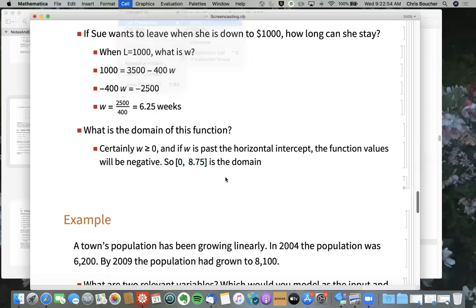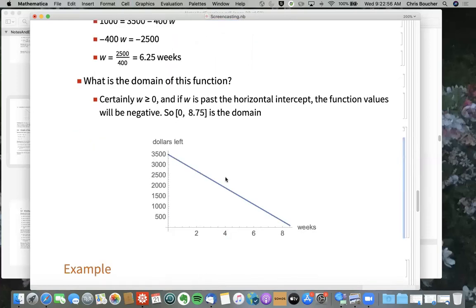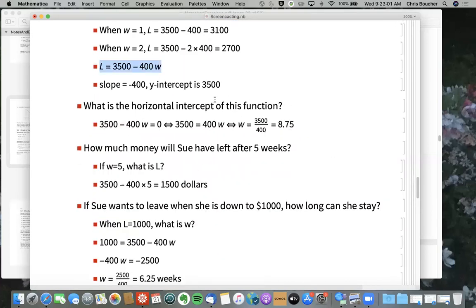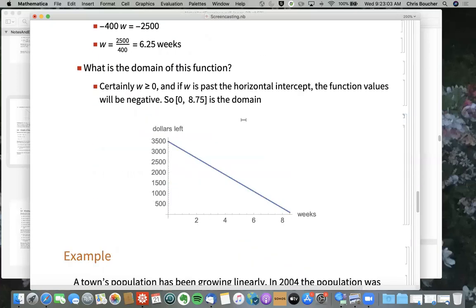And here's a quick picture, right? So all I've done here is graph this linear function, which hopefully is something that would be pretty routine for you now. Here's the y-intercept, 3,500. The slope is clearly negative, right? It's a downhill line. And notice the horizontal axis, we have the input, number of weeks. Vertical axis, we have the number of dollars left.